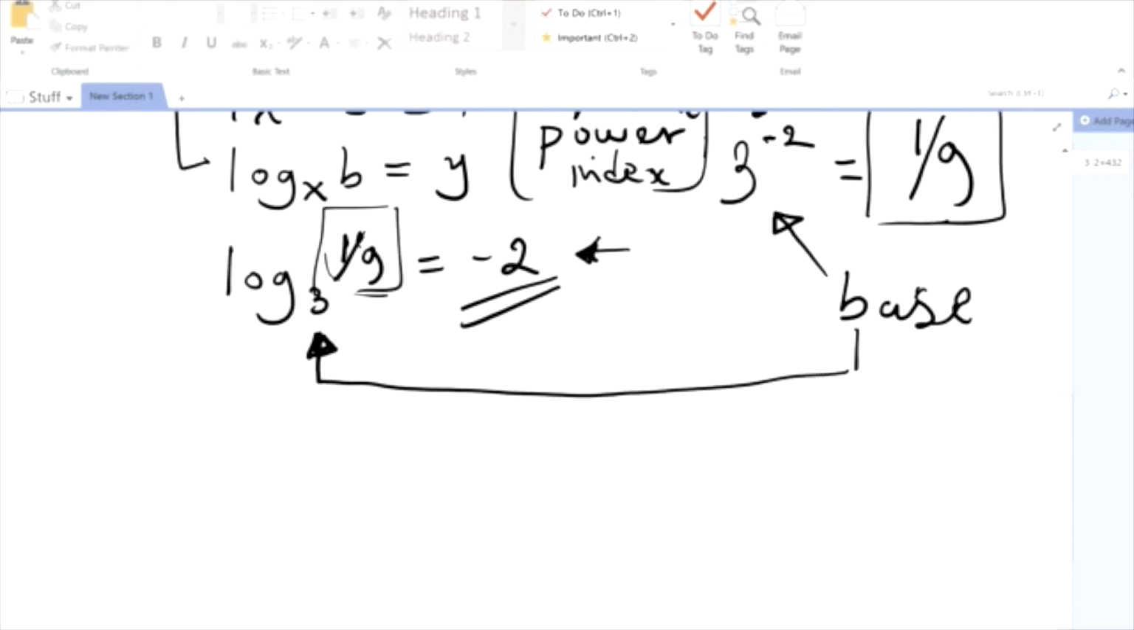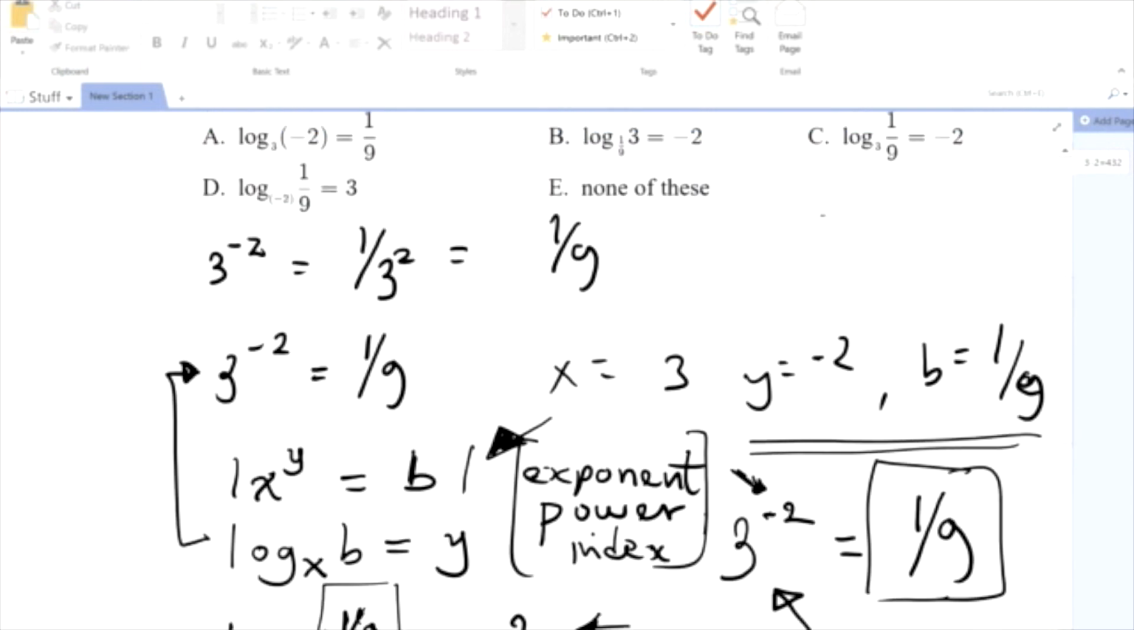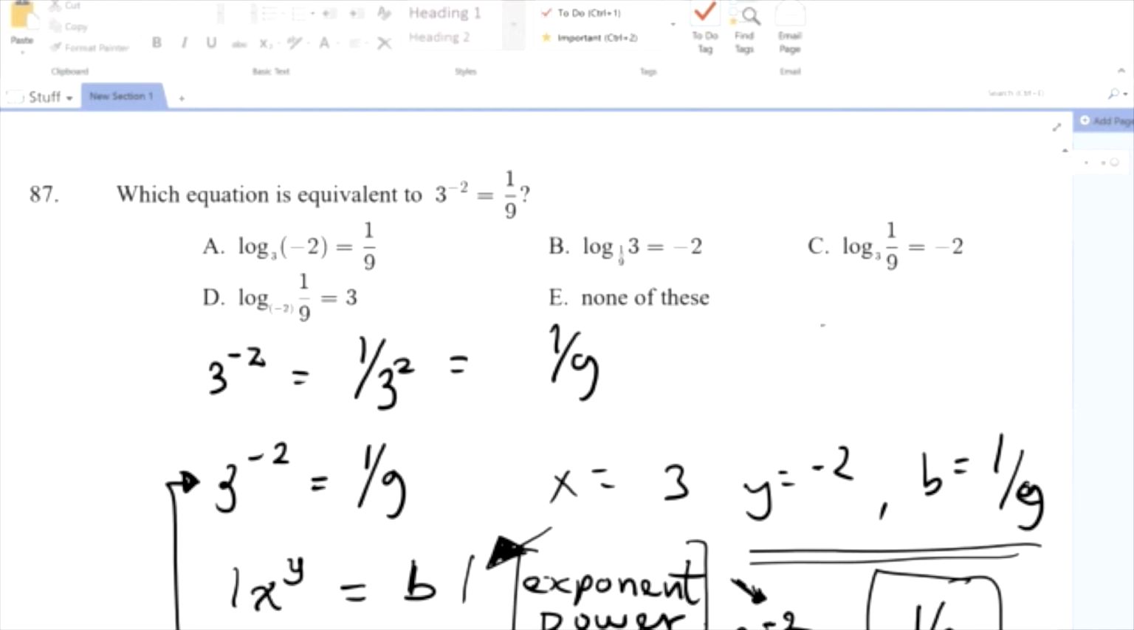So with that, we now know that we've written log base 3 of 1/9 is equal to negative 2. And we can find that in our list of answers. We see that our answer is C.